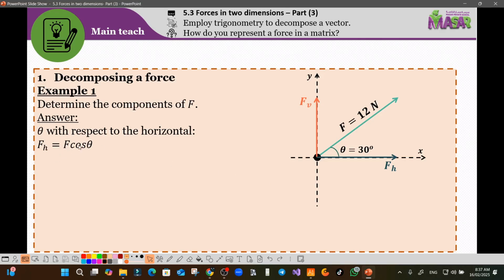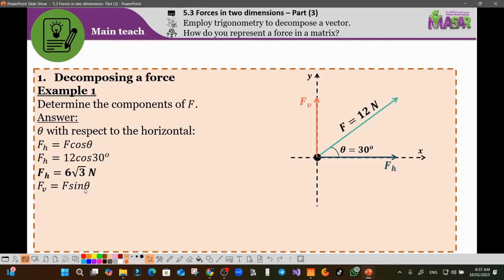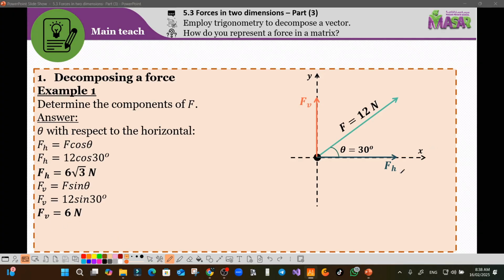Now we're going to apply the cosine for the FH. Now F is given by 12, the angle is 30, so the final answer should be 6 radical 3 Newton. Now, since we have applied the cosine for the horizontal component, we're going to apply the sine for the vertical component. Again, F sine theta, 12 sine 30, and the magnitude of this force is 6. So, in other words, this is 6 radical 3 Newton, and this is 6 Newton.